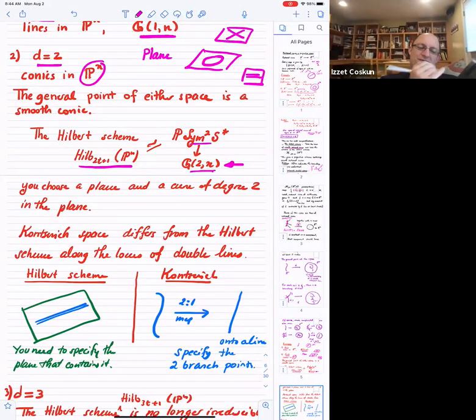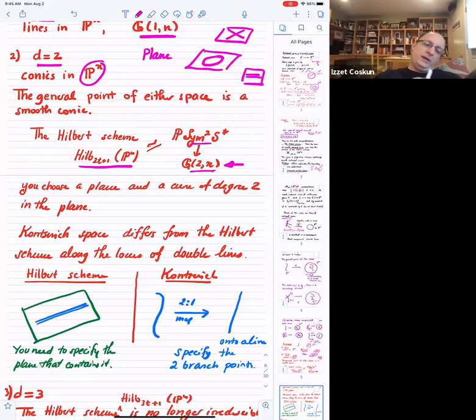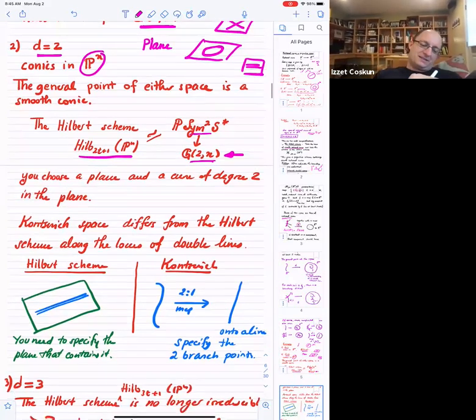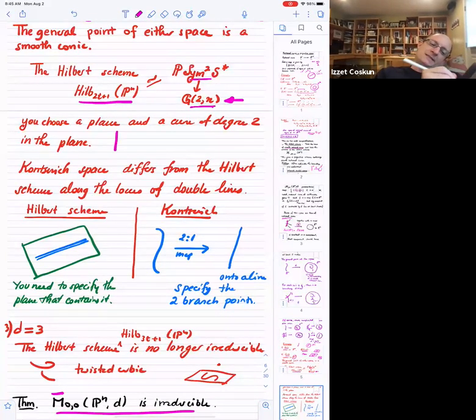So you can think of this Hilbert scheme as being a projective space bundle over the Grassmannian, where you first choose a plane, and in the plane you choose a degree 2 equation. So we do understand the Hilbert scheme in the case of degree equals 2. And then the conserved space is a similar thing. Typically what it is, is a degree 2 map from P1 to Pn.